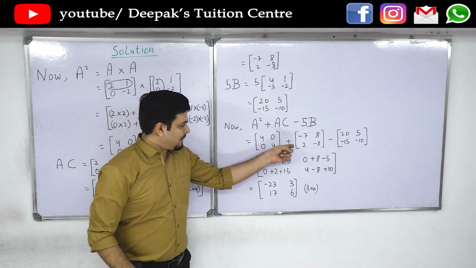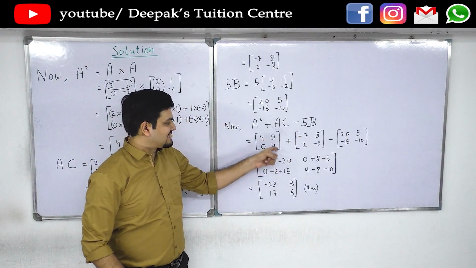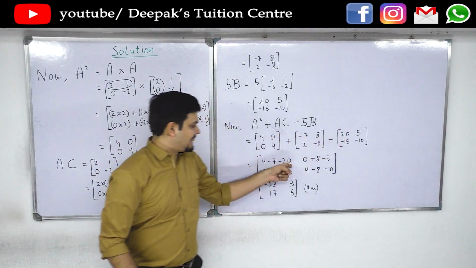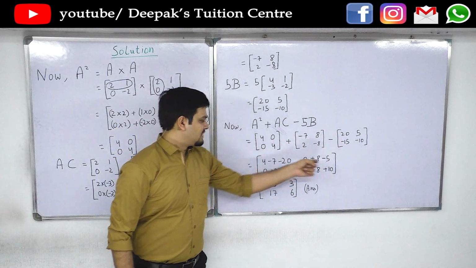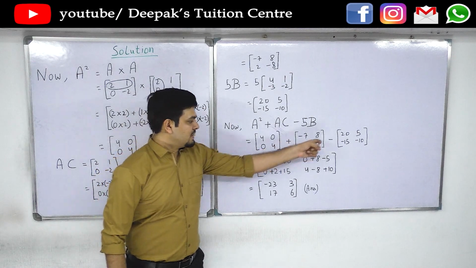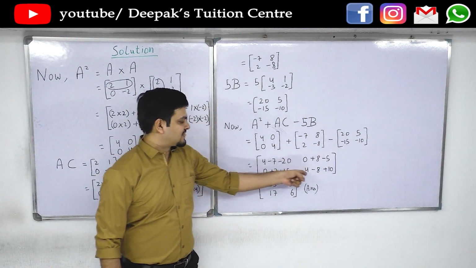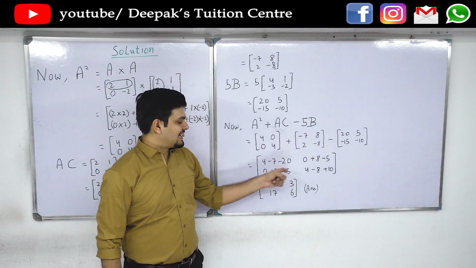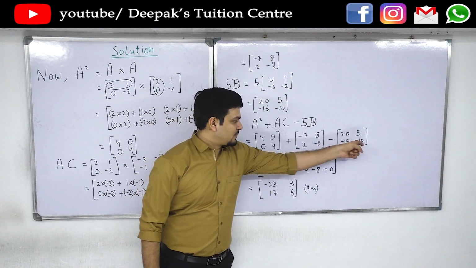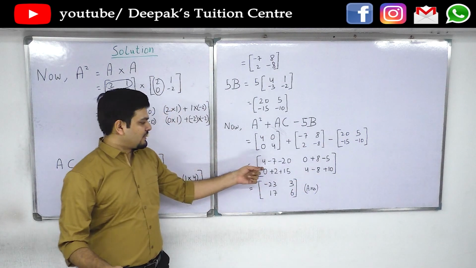So 4 plus minus 7, that is 4 minus 7 minus 20. 0 plus 8 minus 5. 0 plus 2 minus of minus 15, that is plus 15. 4 minus 8, and minus into minus is plus 10. So now you simply add them.